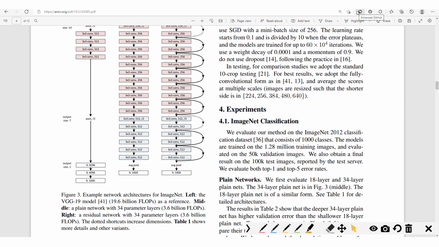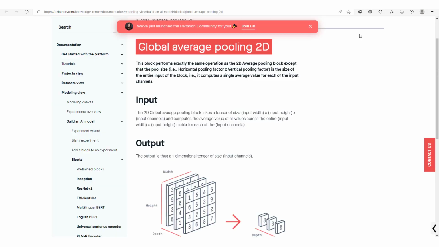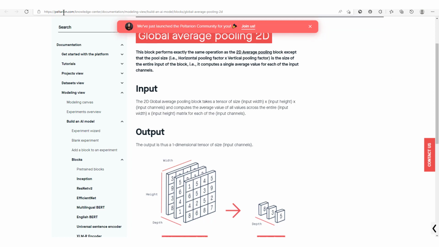Now before we move forward to check out some results, it's important to note here that after this last conv layer, we do not carry out flattening. Instead, what is done here is average pooling. In order to better understand how the global average pooling works, let's consider this example from peltarion.com.